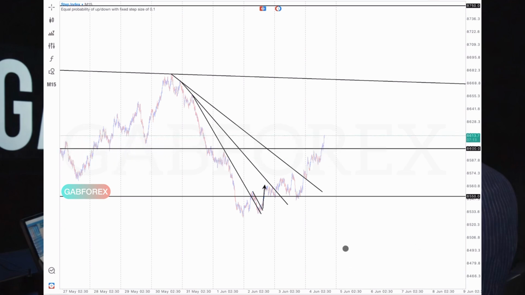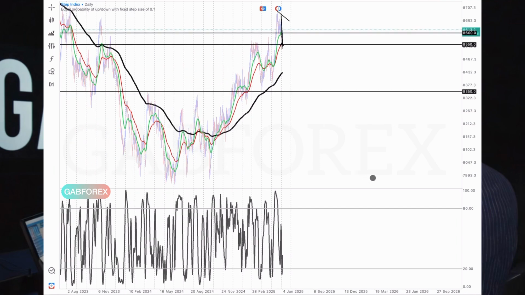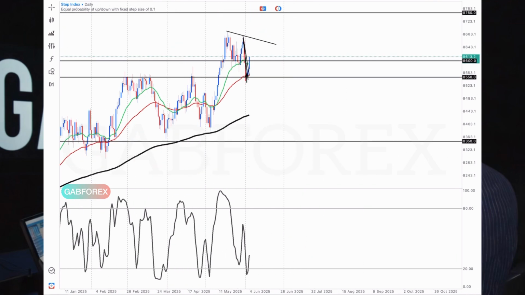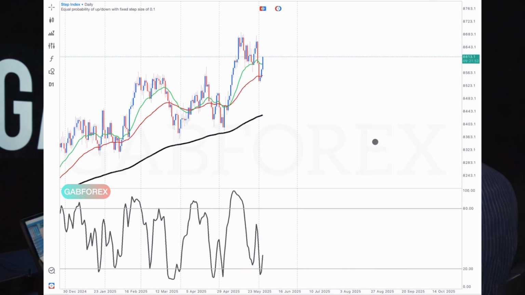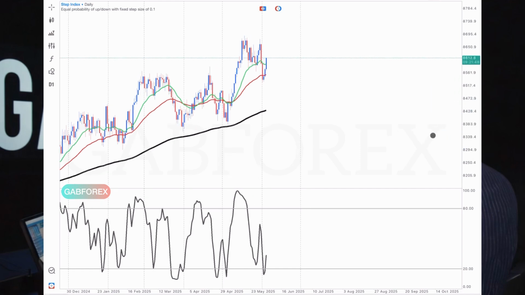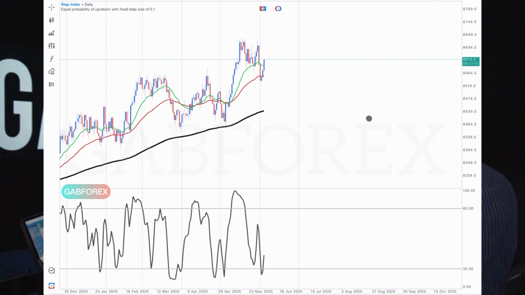All right, so guys, as you can see, this is step index. I'm going to start from the daily time frame. So on the daily time frame, let me just take out every single analysis I have here. Let's delete everything, and let's start afresh. If you noticed from the 15 minutes time frame where there was an arrow pointing to the upside, let me show you how I was able to get all that on board.